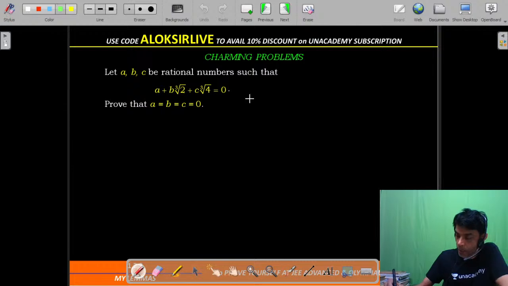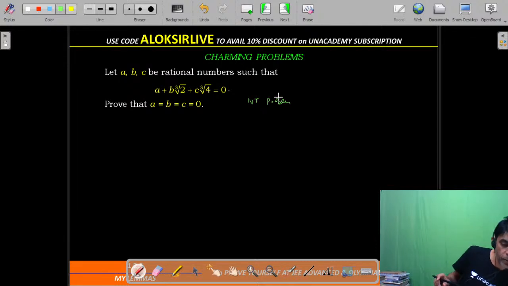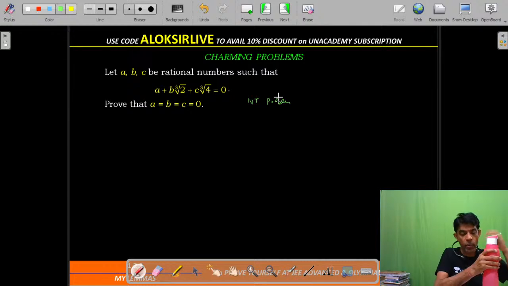This is a number theory problem for Olympiad. So I would like you to try it for a moment before I tell you a solution. Let me quickly grab a glass of water.